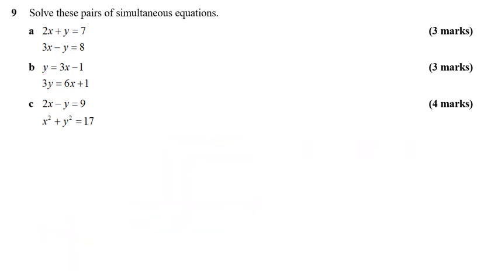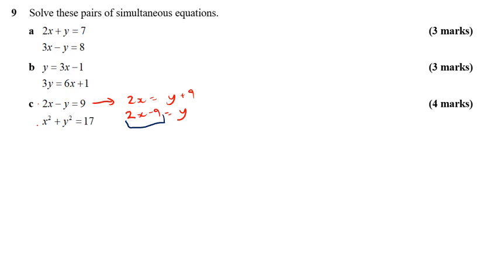And then for C is slightly harder because we've got a linear and a quadratic equation to look at. So first we're going to rearrange this so it's in the form y equals, so I can get 2x equals y plus 9, and therefore 2x minus 9 equals y.